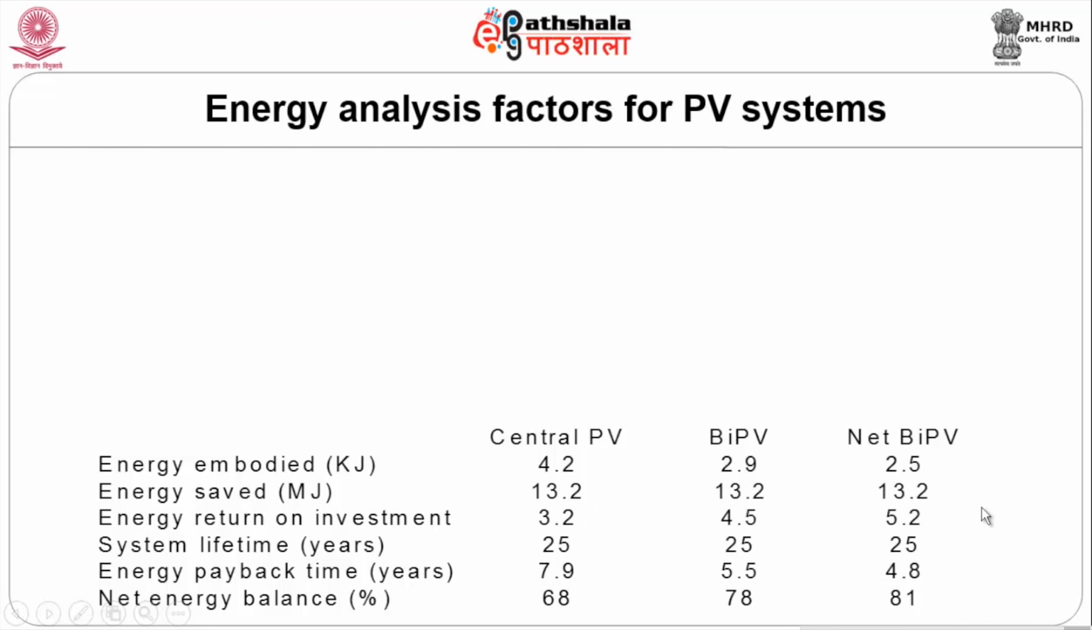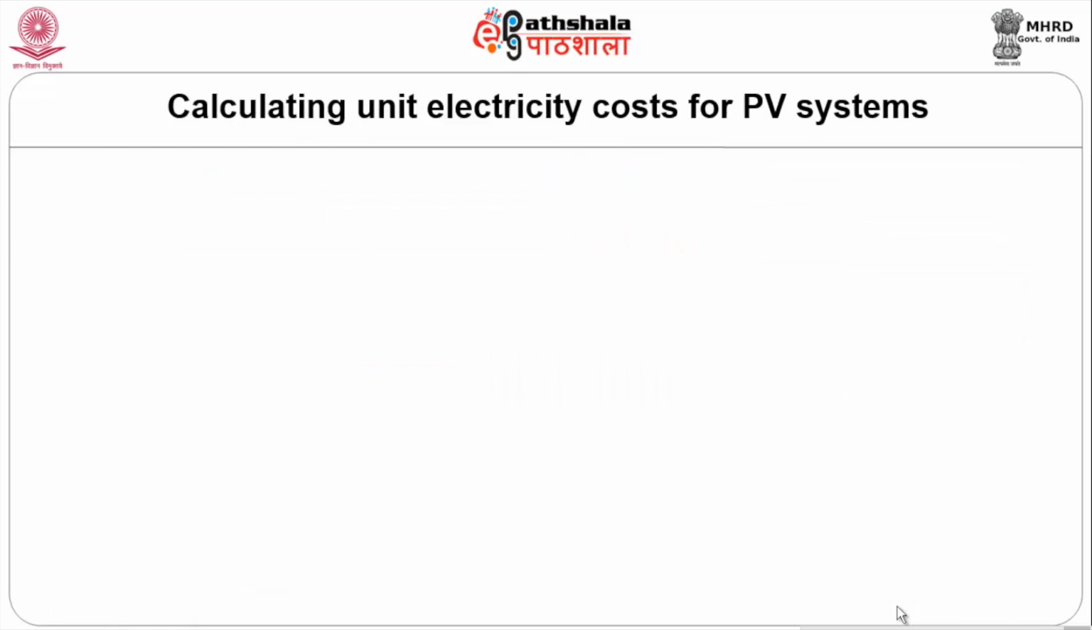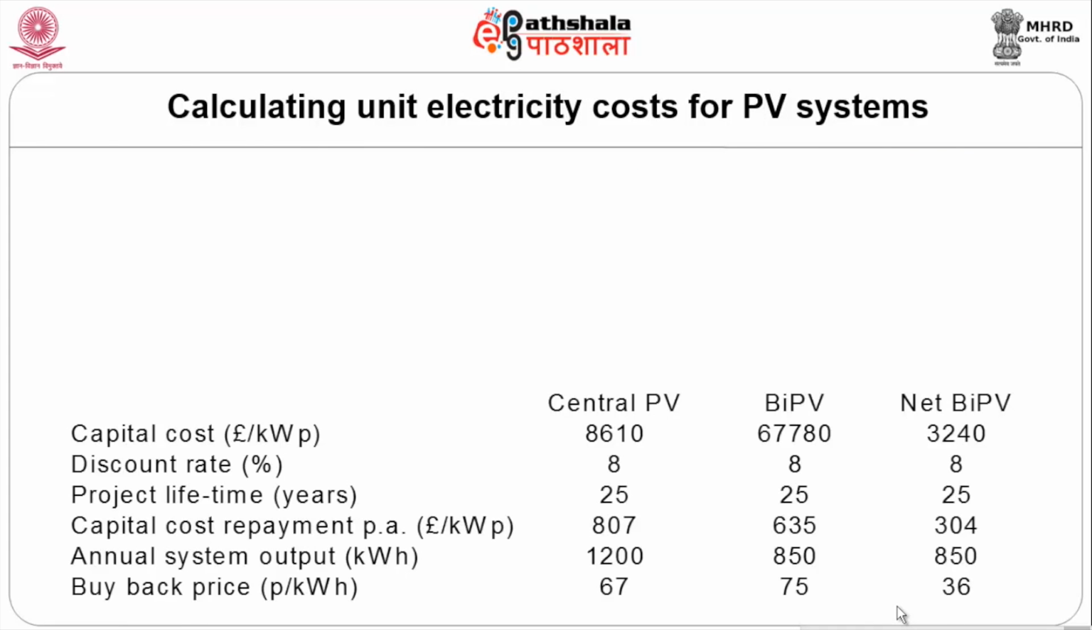If you look at the energy saving, it remains the same for all the systems, 13.2. In terms of investment cost, net BIPV is expensive, but if we look at the net energy balance, it is giving back the returns at a higher value. Calculating the unit electricity cost for PV systems, the buyback price is 67 and 75 and 36 years. For capital cost, BIPV has a higher value here, and other things remain more or less similar.